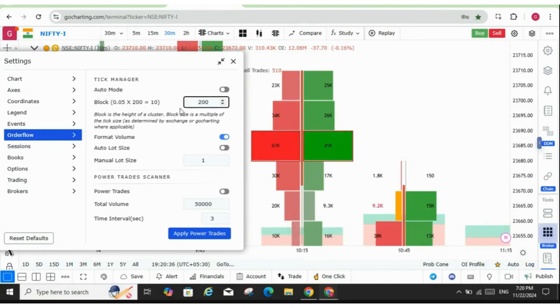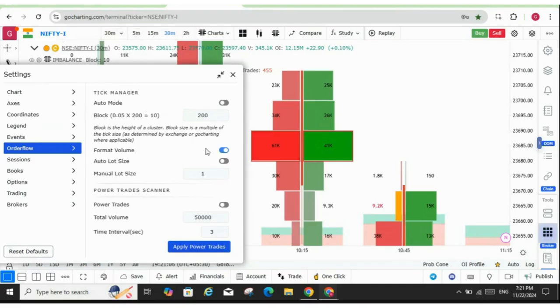Okay, so this is about the tick manager. So for Nifty, you can choose any number between 100 to 150 based on your liking. Okay, there is no fixed rule. It depends on ATR, like the market volatility on that day. Then you can also switch on or switch off the format volume. Okay, so if you switch on the format volume, either you can put the auto lot size. So for example, as of now, the lot size for Nifty is 25.